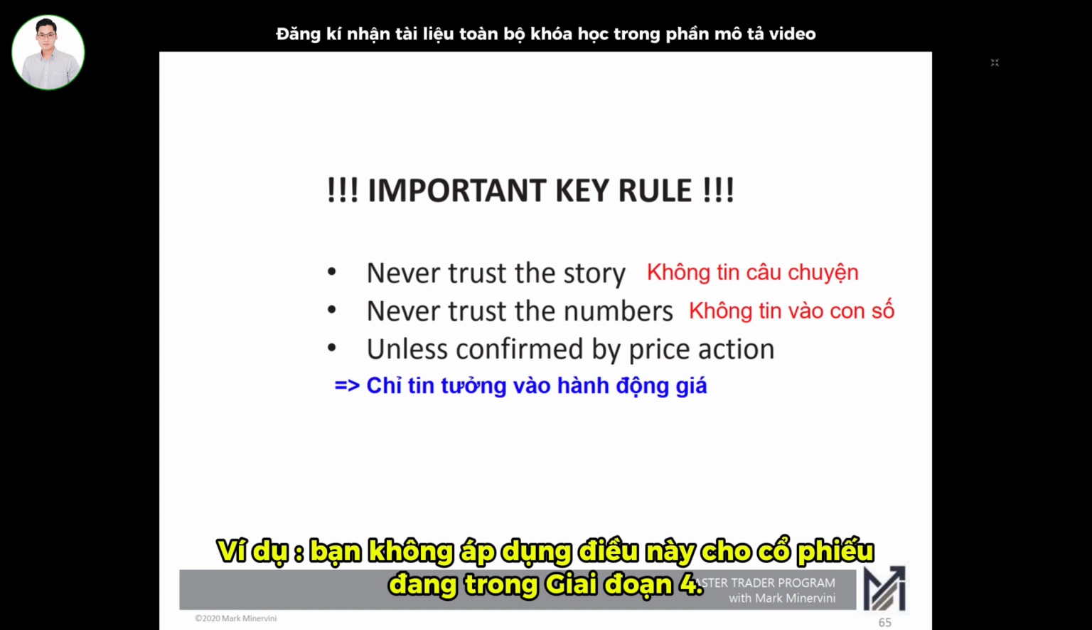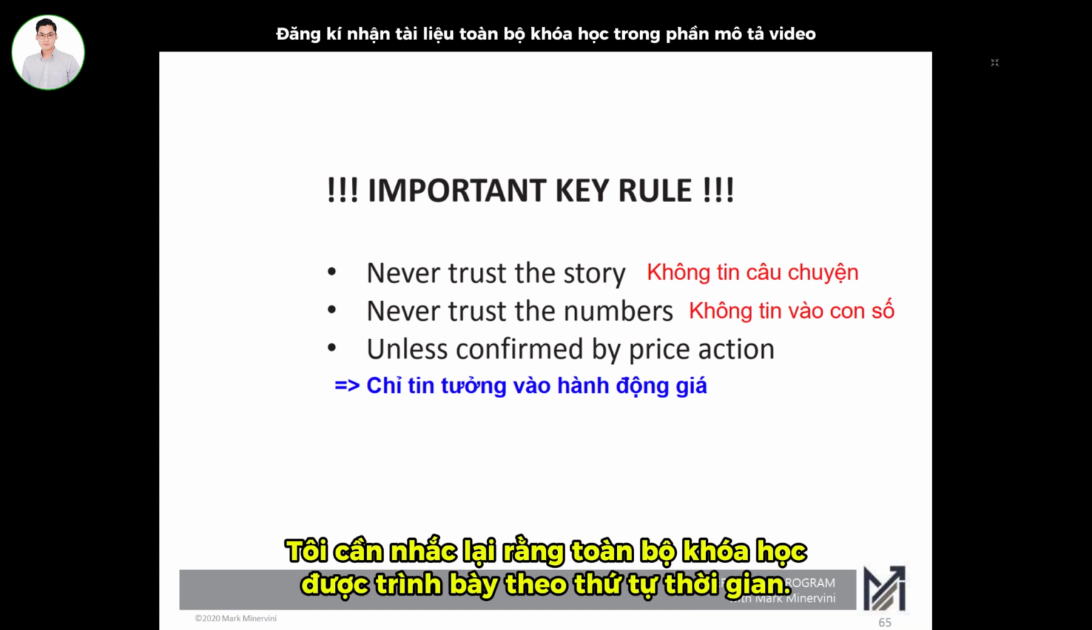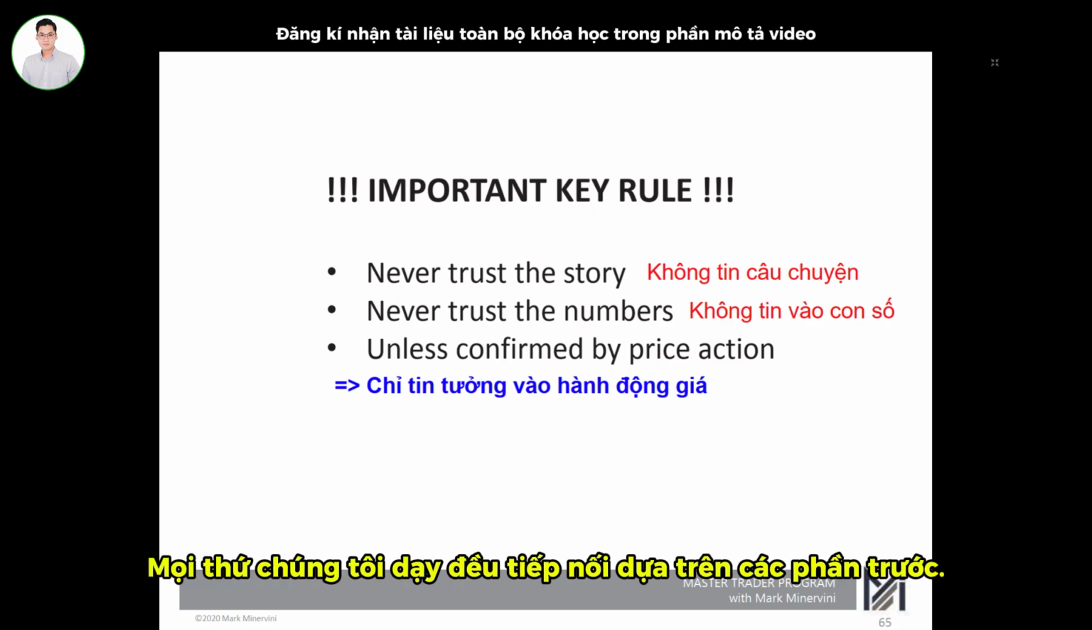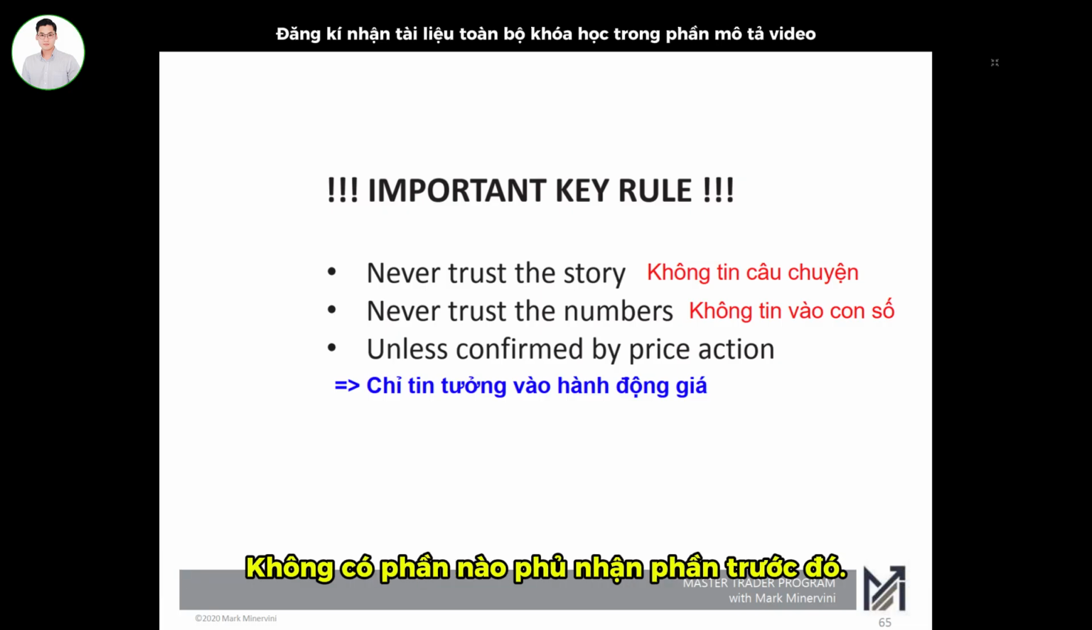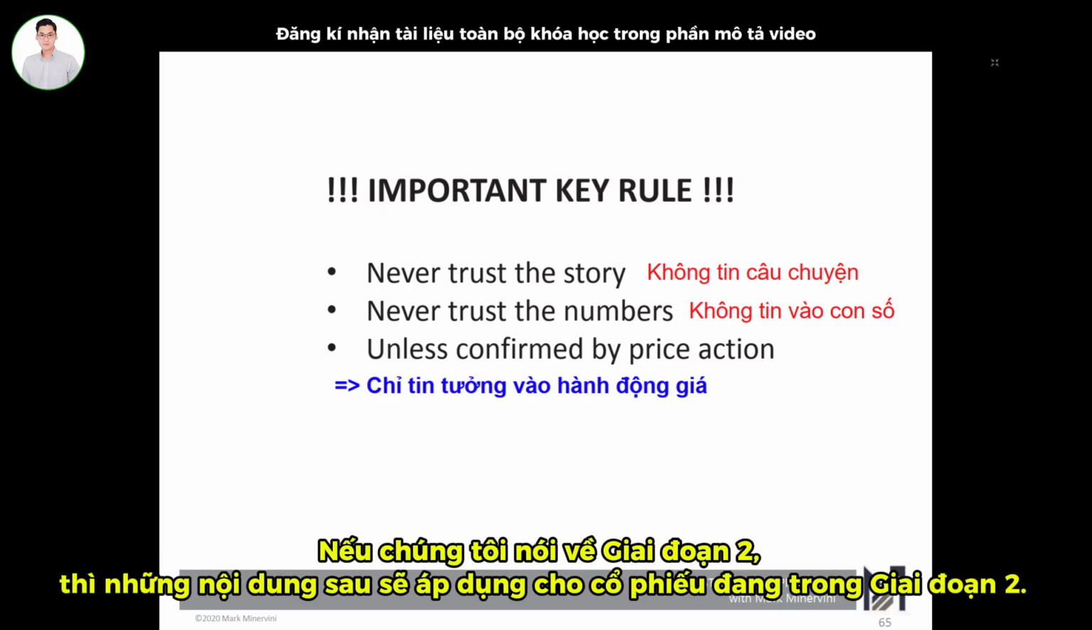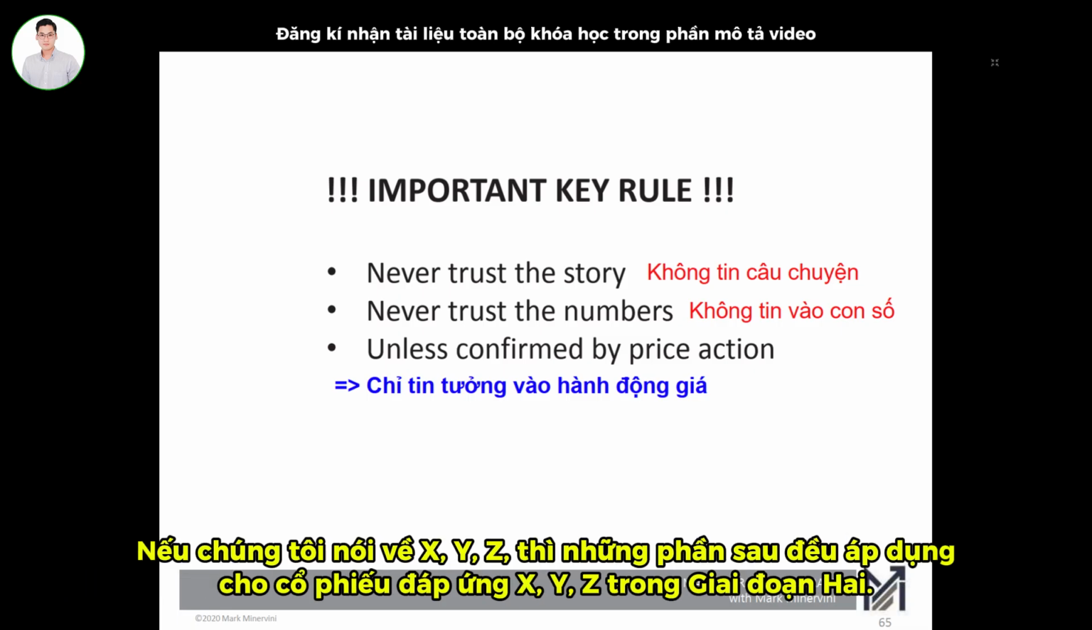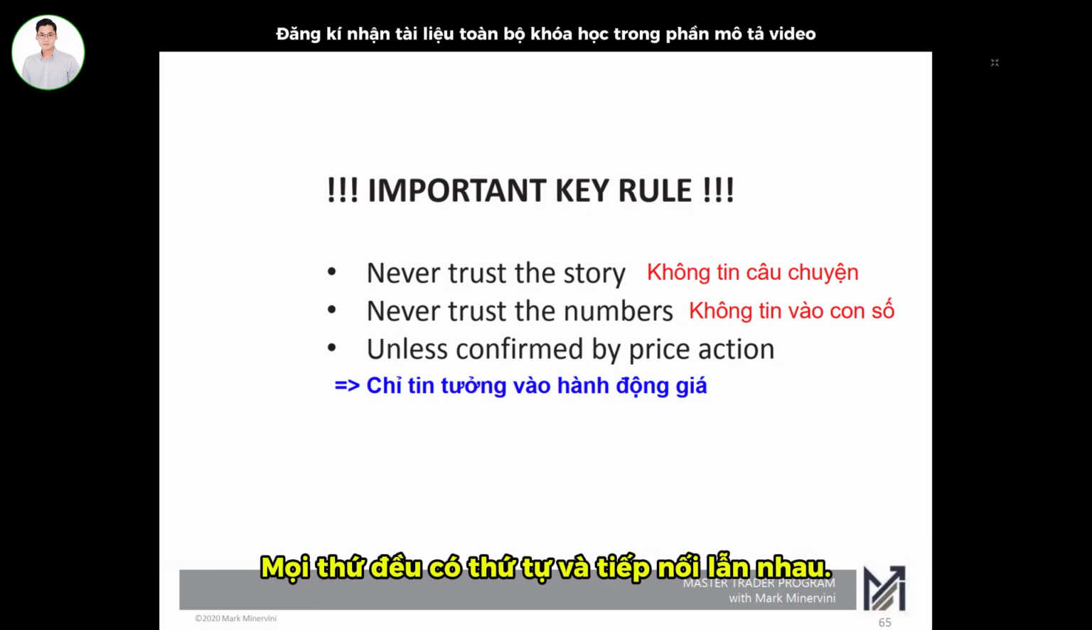And something that I should have said before, and I need to say now: everything that we show you in this entire workshop is in chronological order. Everything we show you going forward builds upon the previous lessons, so nothing negates what we told you previously. If we say stage 2 uptrend, then going forward, everything is applied to stocks in a stage 2 uptrend. If we tell you X, Y, and Z, everything going forward is applied to a stage 2 uptrend and X, Y, Z. It's all chronological and all builds on each other.